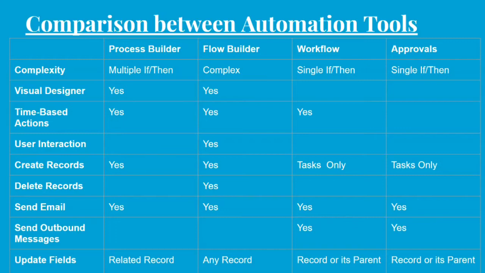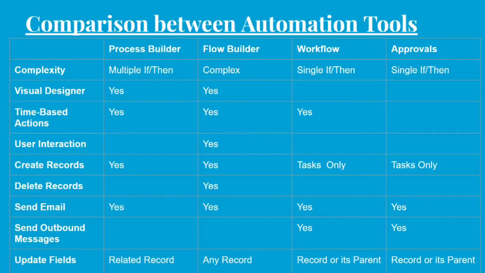Then if you want to send emails, you can send them with all the automation tools available. It's just that you have to see the other use case requirements, whether they are fully taken care of by one of the automation tools, and based on that you can select it. Otherwise, if you just want to send an email, you can select any of these tools. Then outbound messaging is only available in workflows and approvals. Process builder and flow builder don't support outbound messages.